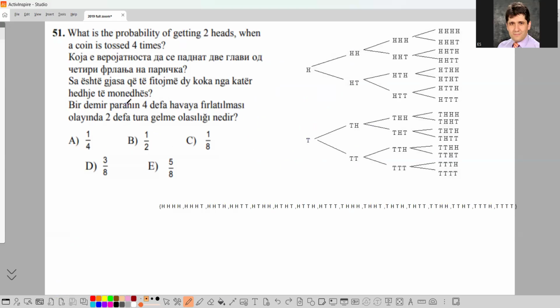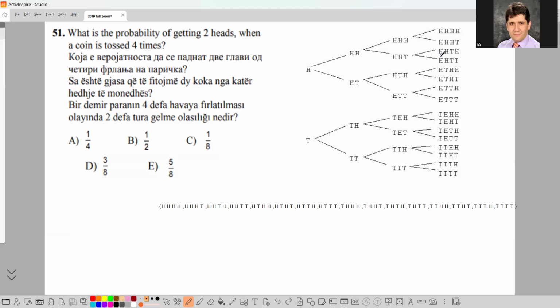A probability question. What is the probability of getting 2 heads when a coin is tossed 4 times? Well, we can use a bit of counting principles, but we can also make this table. So the first tossing has 2 options, heads, tails. The second tossing has 2 options for each output, so that's 4. Third tossing has another 2 options for each output, and the fourth tossing, so you can toss a coin 4 times. This is what you get.